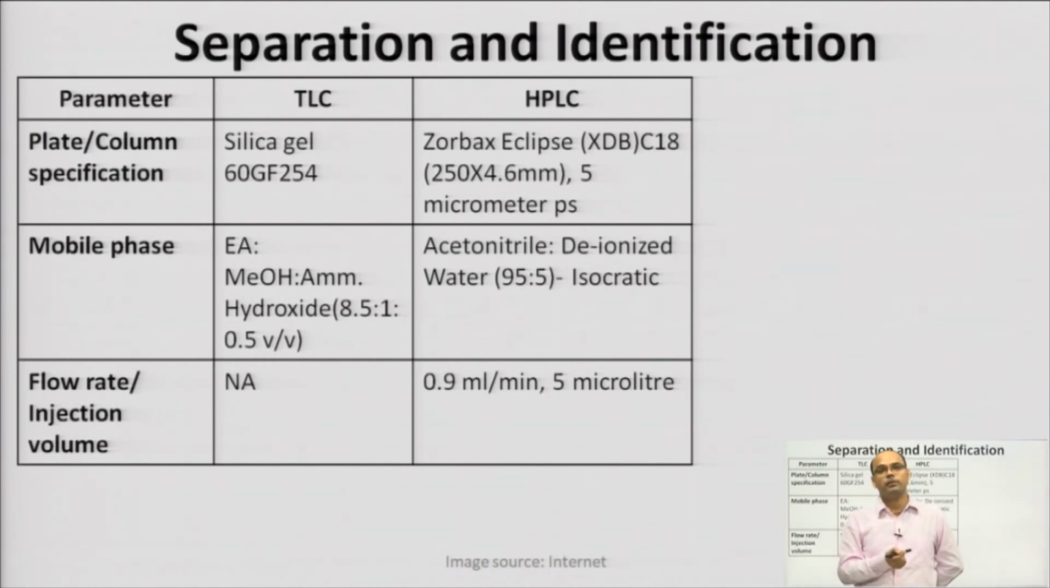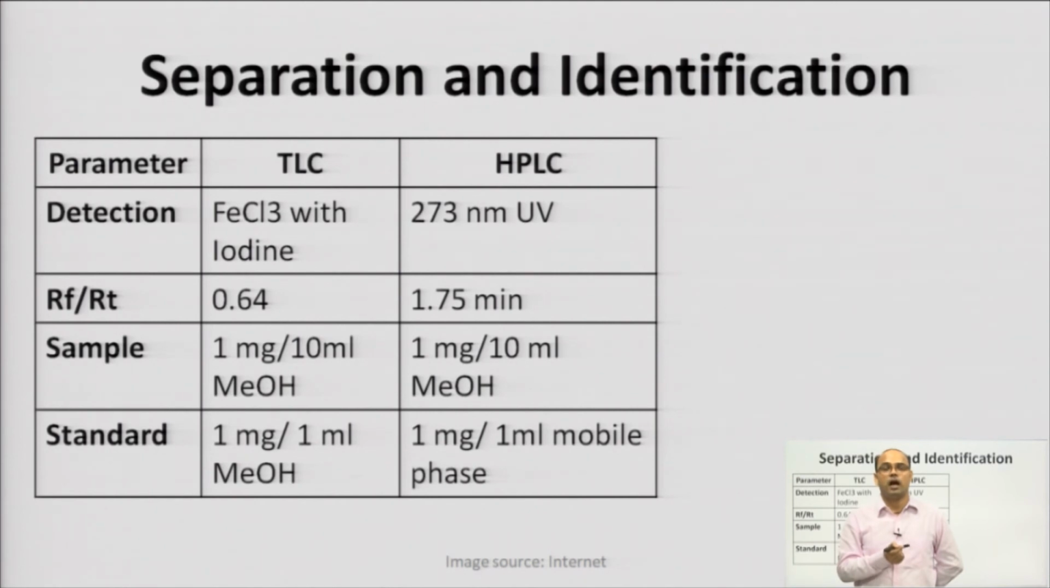The mobile phase for TLC we have used is ethyl acetate, methanol and ammonium hydroxide in the ratio of 8.5, 1 and 0.5 volume to volume, meaning ethyl acetate 8.5 ml, 1 ml of methanol and 0.5 ml of ammonium hydroxide. Under these conditions you get the retention factor, RF value, of caffeine at 0.64. We detected caffeine on the TLC chromatogram by spraying with ferric chloride with iodine reagent onto the developed plate, and caffeine is detected at an RF value of 0.64.